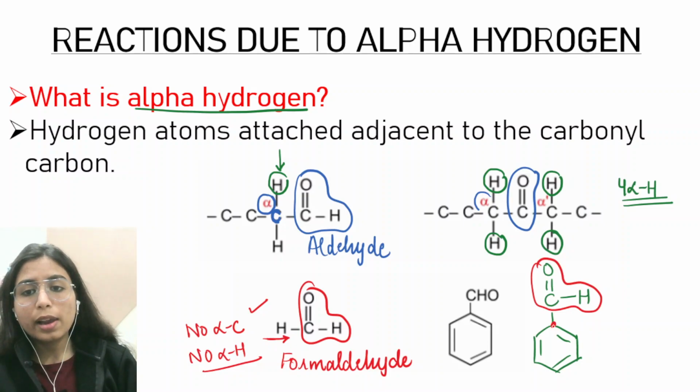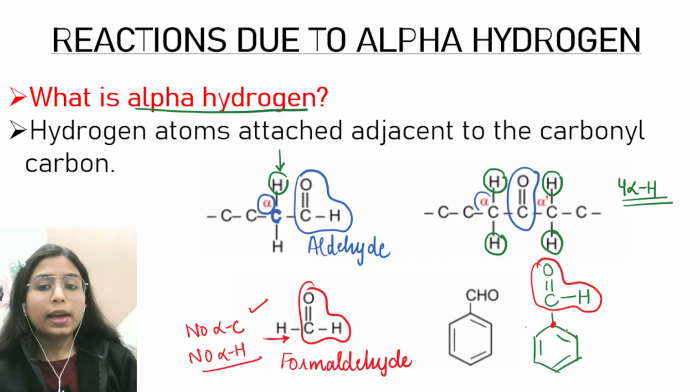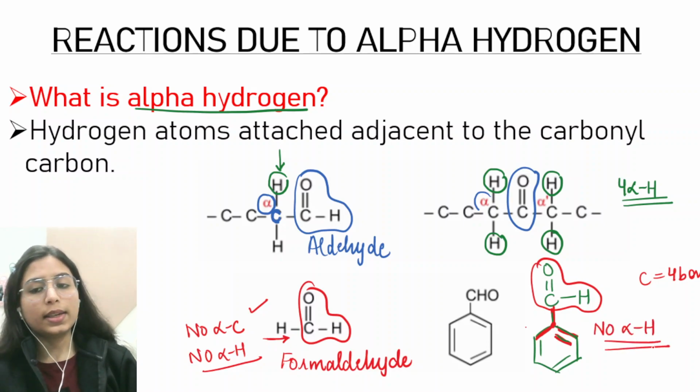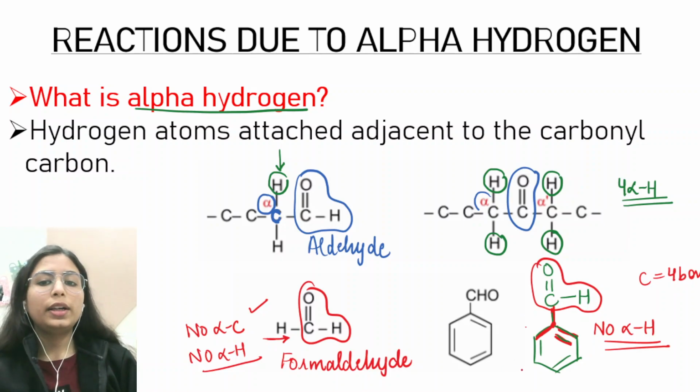So this is the alpha carbon. Although there is an alpha carbon present, there is no hydrogen attached because carbon can only make 4 bonds, right? So here carbon has already made up 4 bonds. First bond, second bond, third bond and fourth bond. So there is no vacant valency, therefore there is no hydrogen present at this position. So therefore here no alpha hydrogens are present. So this will also not undergo the aldol reaction.